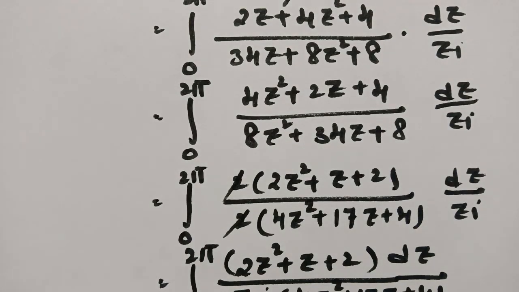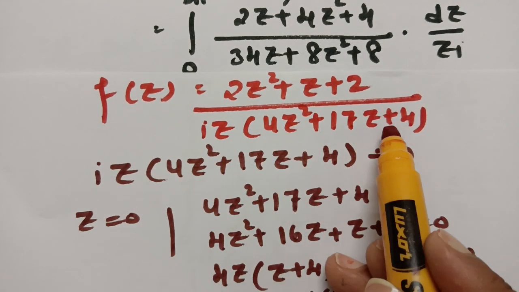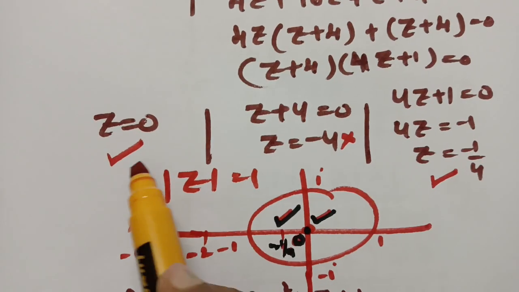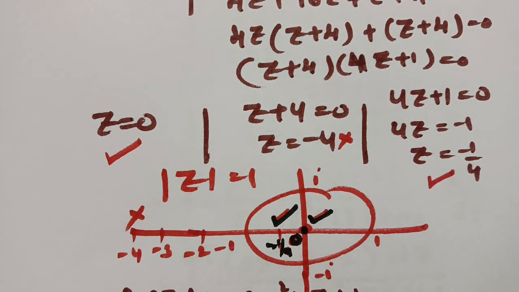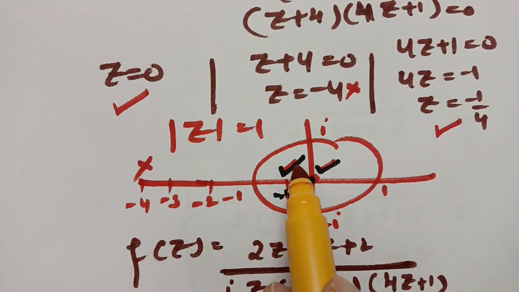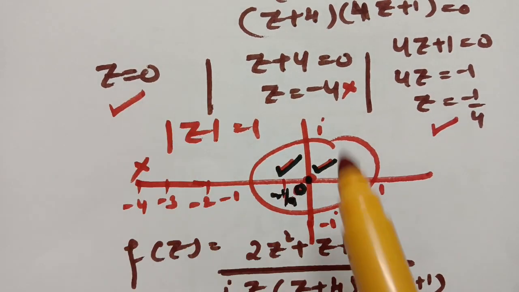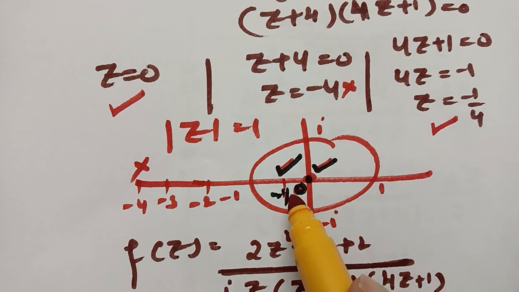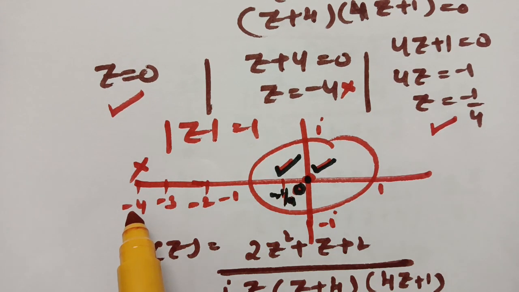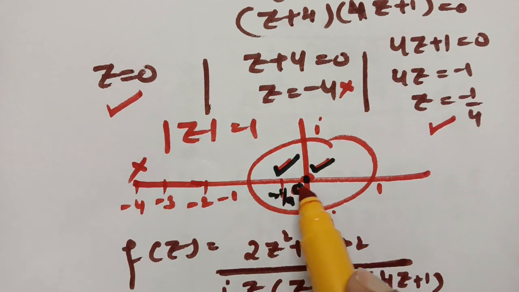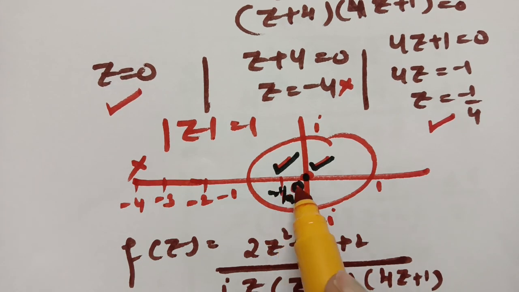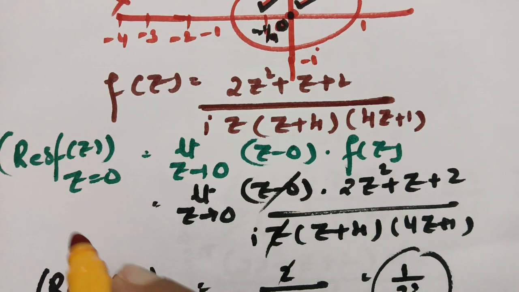We know that if we equate the denominator to 0, we'll be getting the poles of the given function. So I have equated the denominator to 0 and I got three poles, one as 0, one as minus 4 and one as minus 1 by 4. As we have a region, a circle with center 0 and radius 1, 0 is inside the region and minus 1 by 4 is also inside the region and minus 4 is outside the region. Therefore, there is no need of finding the residue for the outside pole, and we have to find the residues for the interior poles.